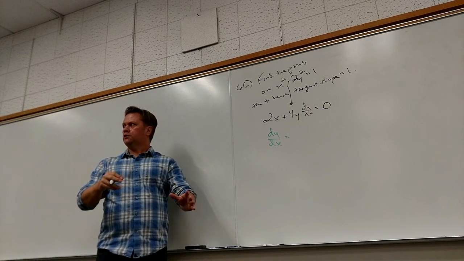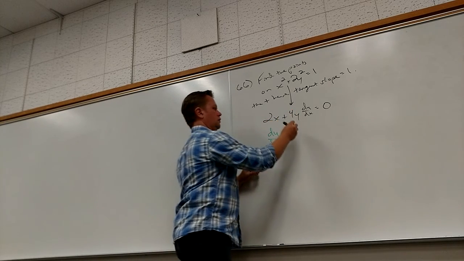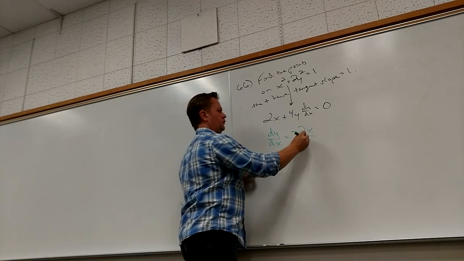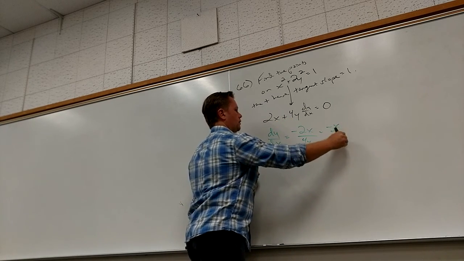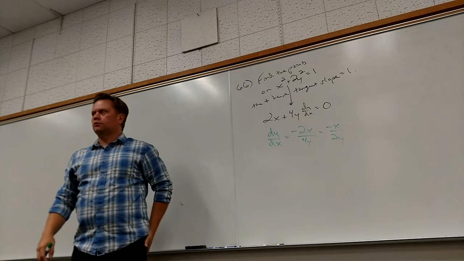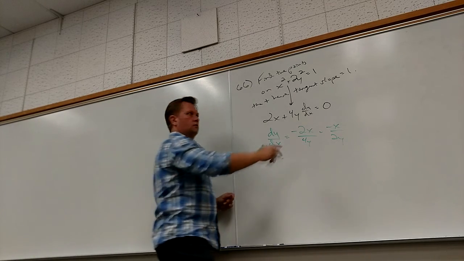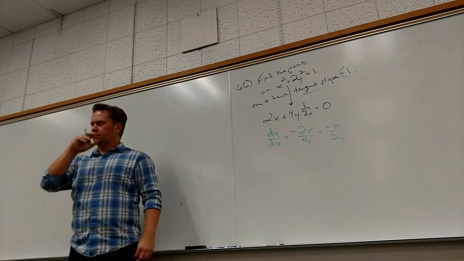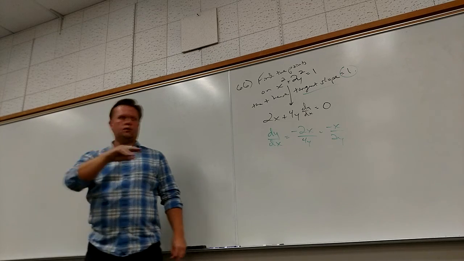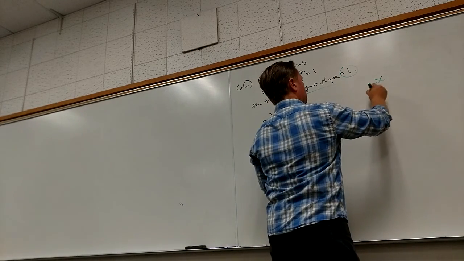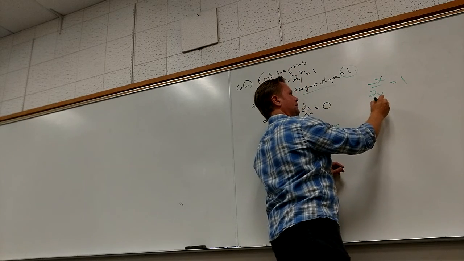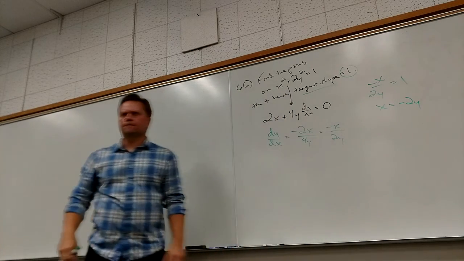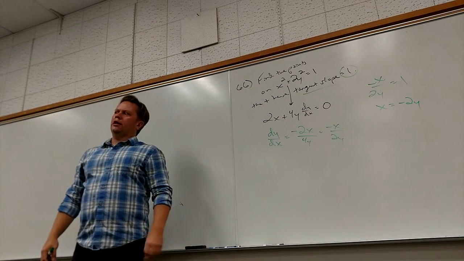So what do you get when you solve for dy/dx? 2x over y. Negative 2x, because you got to subtract 2x over 4y, so you get negative x over 2y. And what do you want to make that equal? 1. I want the tangent slope to be 1, right? Everybody with me? Okay. So I take negative x over 2y equals 1. What do I get? x equals negative 2y. And then people circle that.